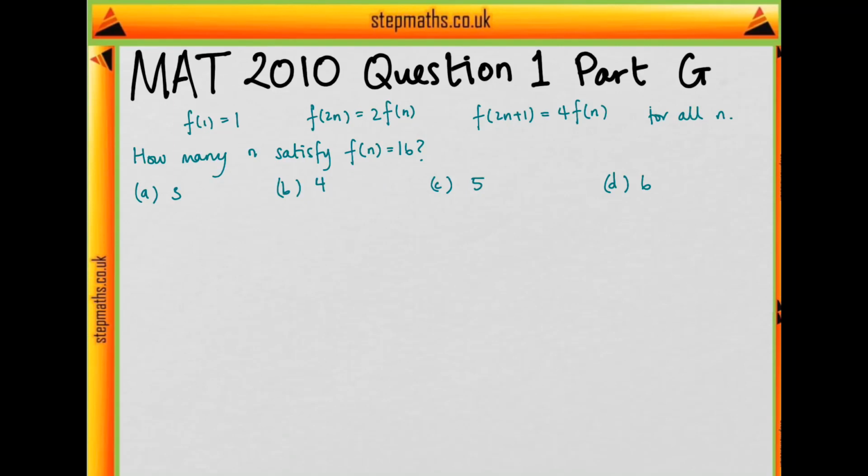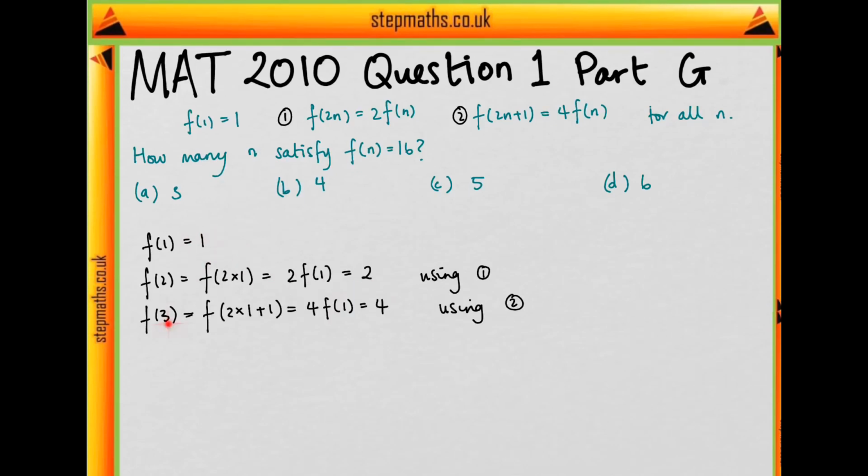So we can work out a few of the terms just to get a feel for what's going on. If I call this rule 1 and this one rule 2, we already know that f of 1 is equal to 1, and for f of 2, well, 2 is just 2 times 1. So using rule 1, that's just equal to 2 times f of 1, which is 1, so that's 2. And for f of 3, because 3 is 2 times 1 plus 1, we can use rule 2 to get that f of 3 is equal to 4.